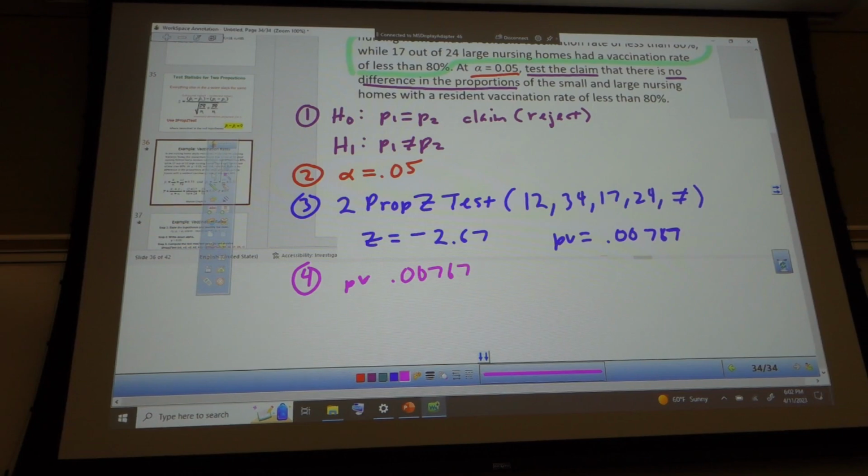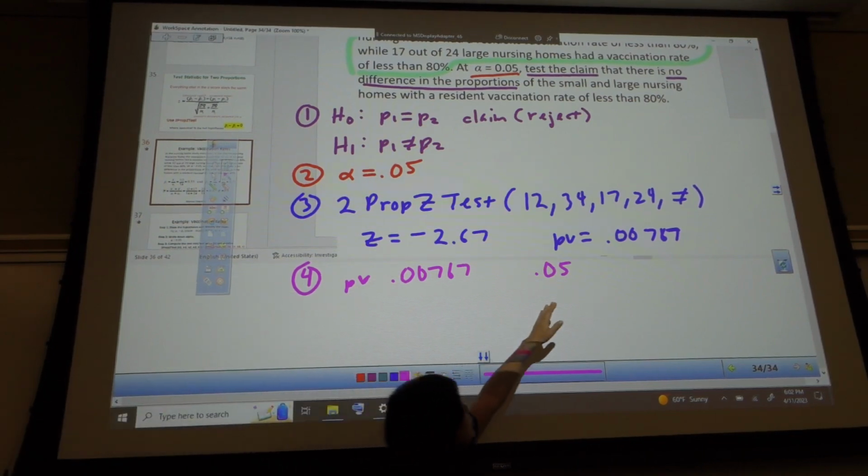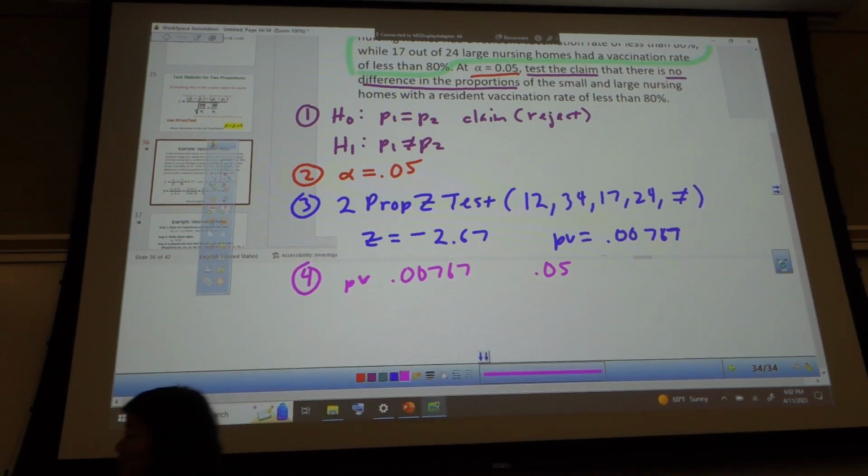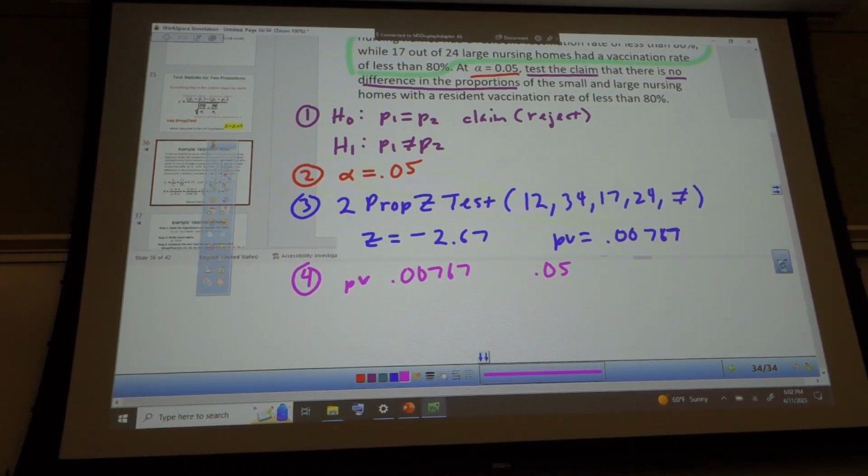0.00767. I'm going to compare that to alpha, 0.05. I'm going to make them have the same number of decimal places. This one has 5, my bad. So I need to add 3 more zeros to the end of this one. So they have the same, and I can see, oh yeah, 5,000 is way bigger than 767.